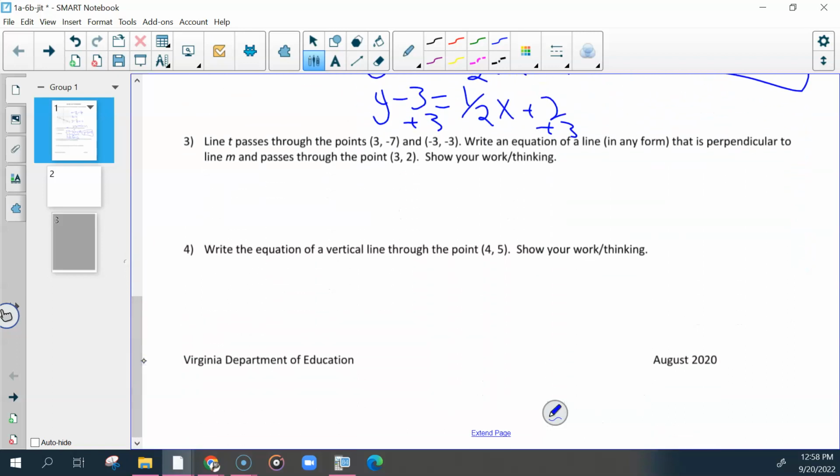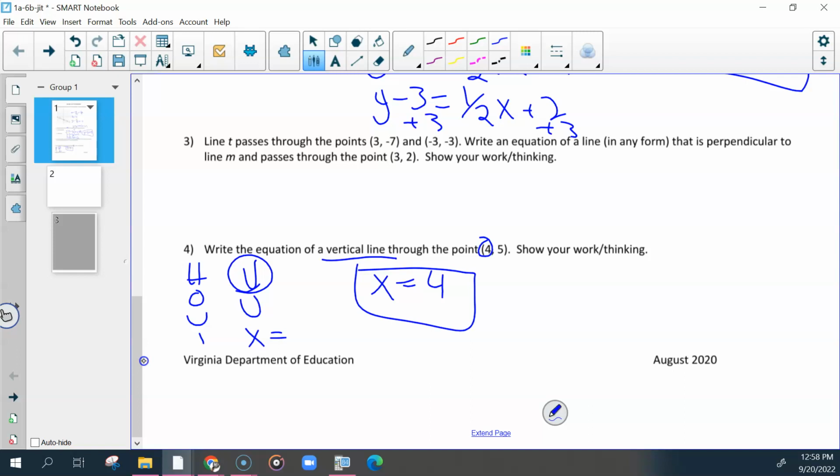Number 4. This says something about a vertical line. So in your mind, if you see horizontal or vertical line, you should be thinking HOIVUX. Vertical line is going to be an x equals. So this is going to be some x equals a number. And then you look at your ordered pair to find that number. And that would be your equation.